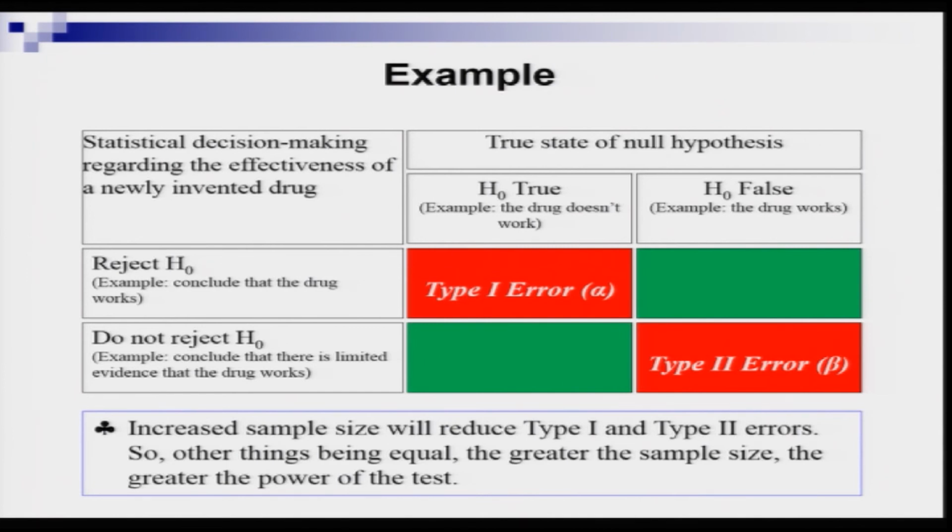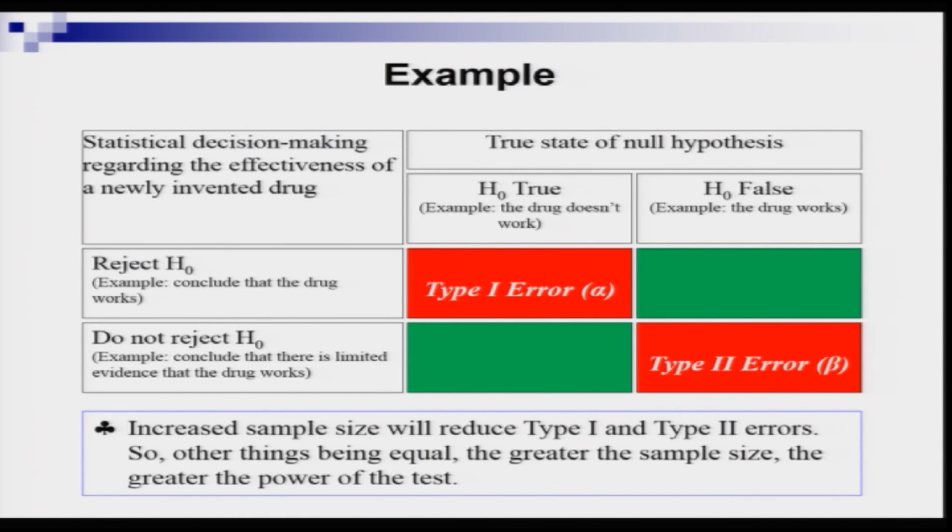Similarly, the decisions at hand are of two types: either you reject the null hypothesis or you do not reject the null hypothesis. What would be the case of rejecting the null hypothesis? That you conclude, based on the sample evidence, that the drug actually works. So the drug is effective, and in that case you reject the null hypothesis. And what could be an example of not rejecting the null hypothesis in this context? If you find sample evidence, you may also conclude that there is very limited or insufficient statistical evidence that the drug actually works.